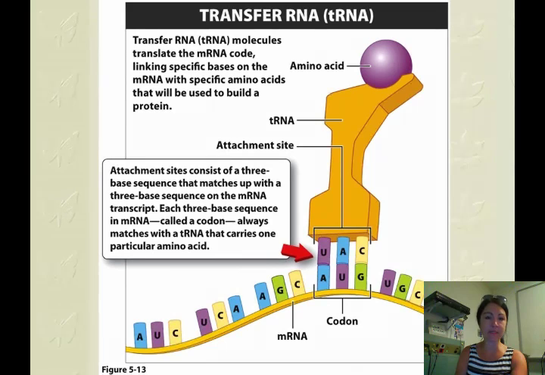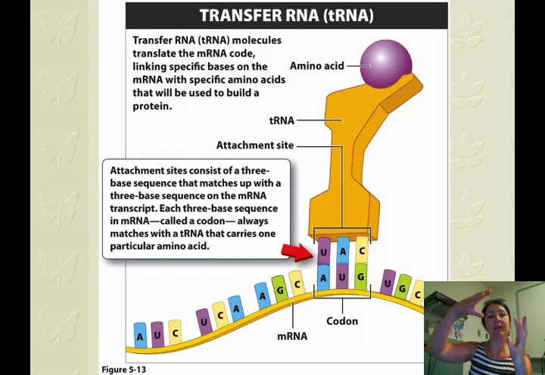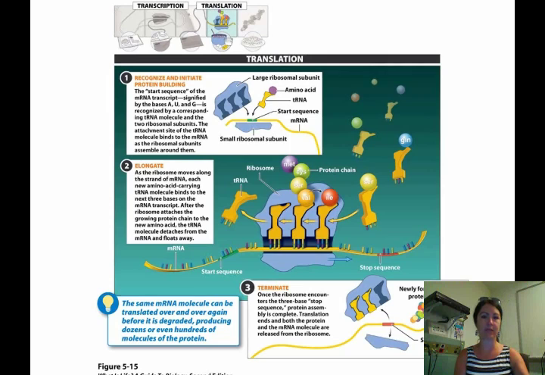So attachment sites consist of 3 base sequences that match up to the 3 base sequences on mRNA. Each 3 base sequence in mRNA is called a codon. Whenever you hear the word codon, think of a triplet, those 3 parts right there. It always matches with tRNA that carries one particular amino acid. So it's attaching, and it is holding that amino acid right there in the specific place so that it will be ready to build up into a piece of protein.